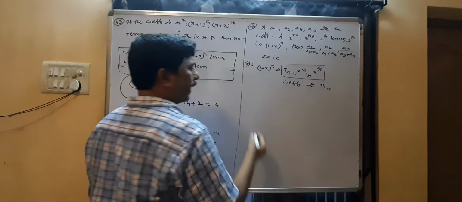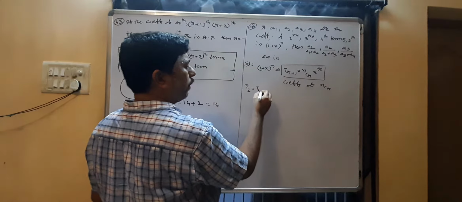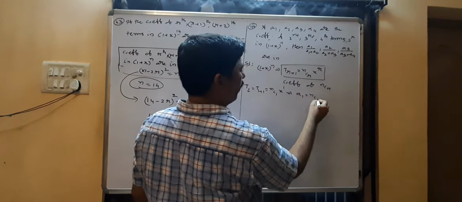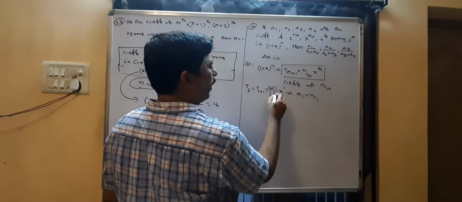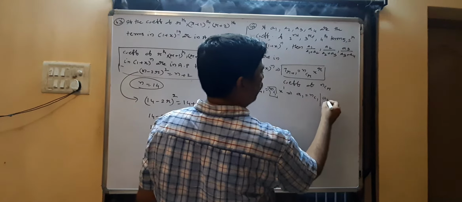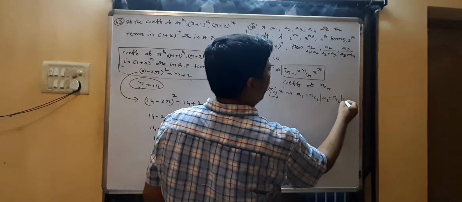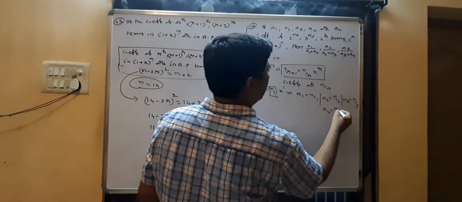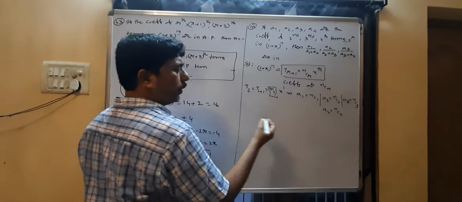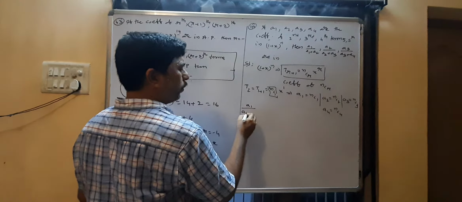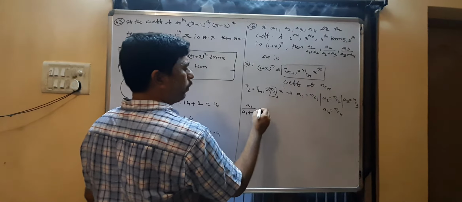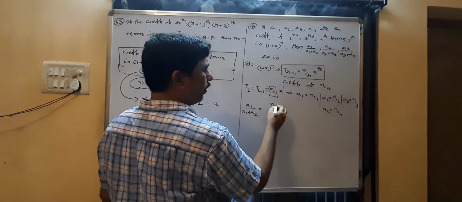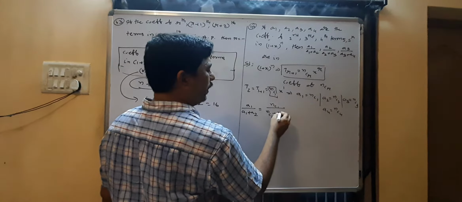is nCr. So the second term T2, that is T(1+1), is nC1 x^1. That implies a1 is nC1. Similarly, a2 is nC2, a3 is nC3, a4 you have nC4. Now a1 by (a1 + a2) equals a1 by (nC1 + nC2).